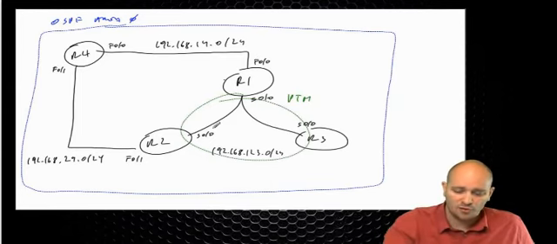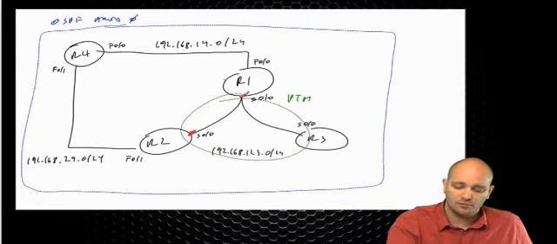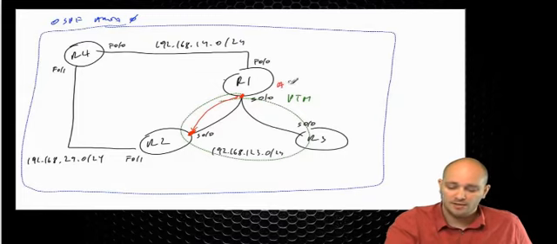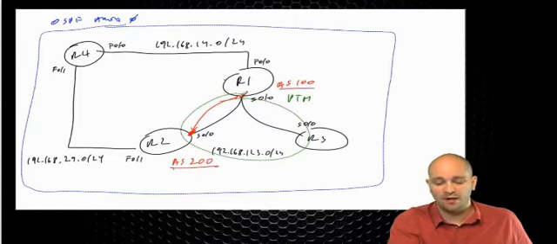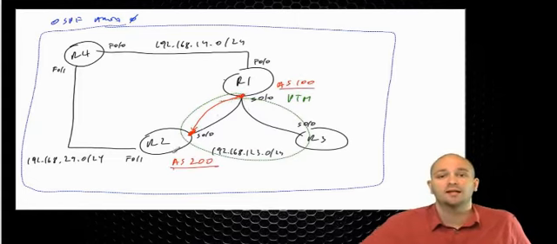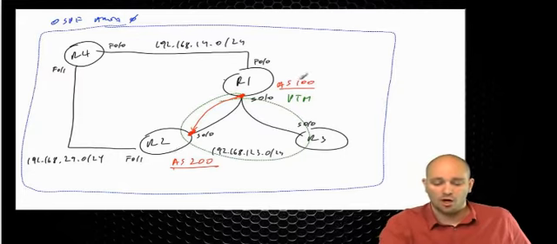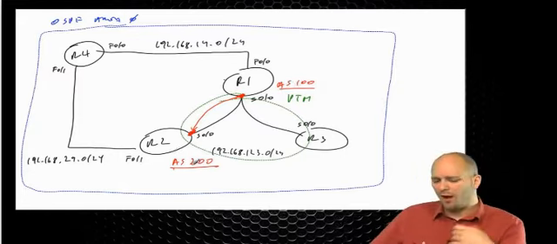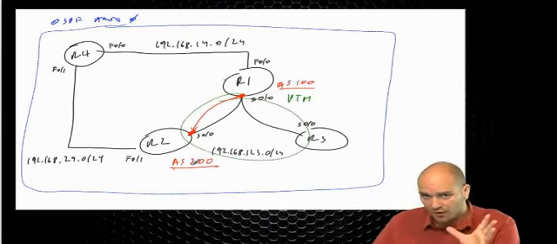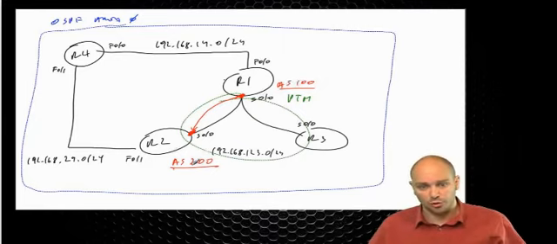Now, the next requirement is configure BGP peering between R1 and R2, where R1 is in AS100 and R2 is in AS200. So I need to have a peering between these directly connected interfaces when these two are in different autonomous system numbers. Now, you might be asking yourself, why would anyone do this? And that's irrelevant. This is what the lab is asking you to do.